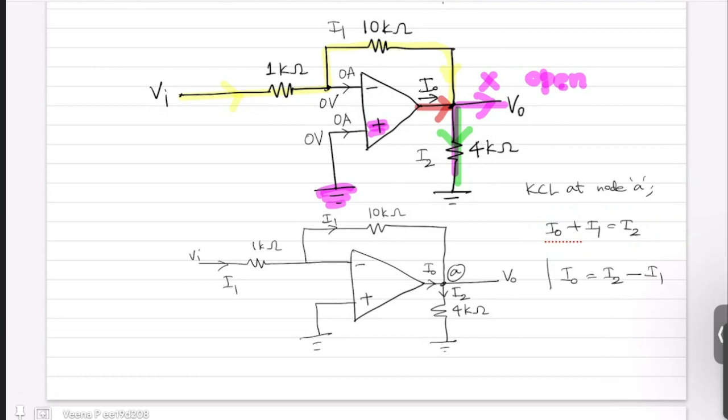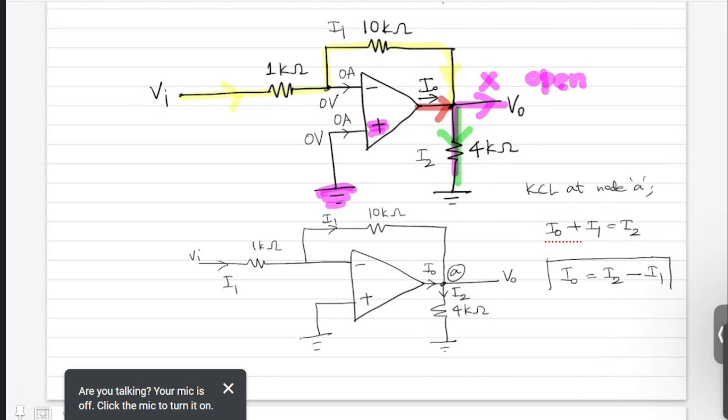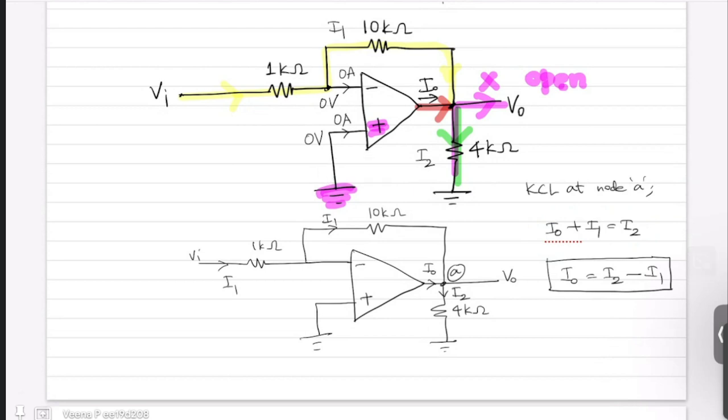So the question is asked to find the output current. We obtained the output current in terms of two other currents, which are I2 and I1. Now I2 is the current which is flowing through the 4 kilo ohm resistor and I1 is the input current. Now we have to solve for I2 and I1 in order to find I0.